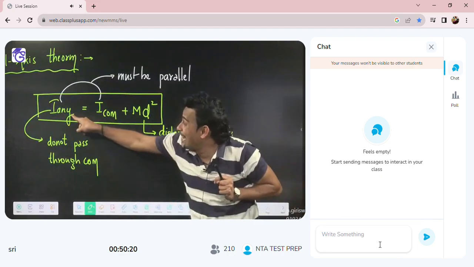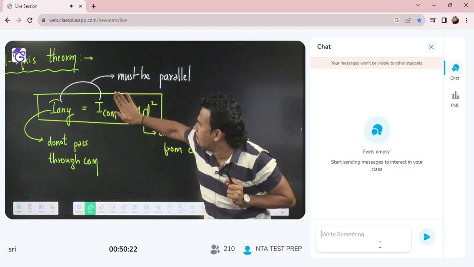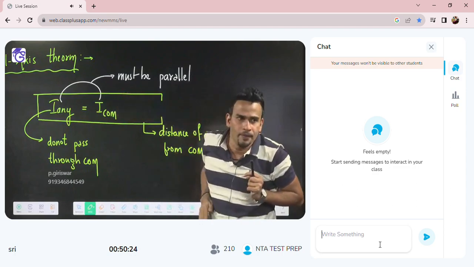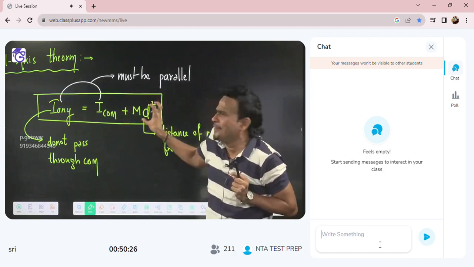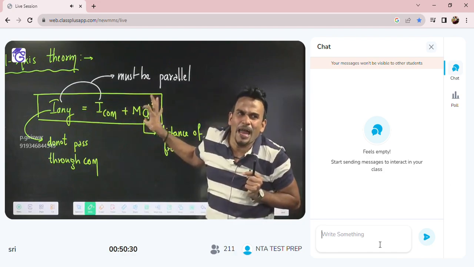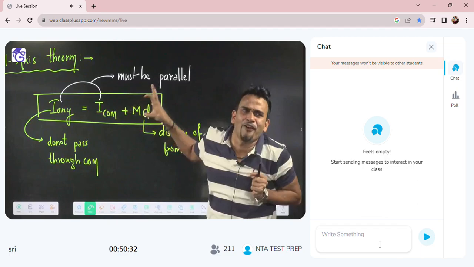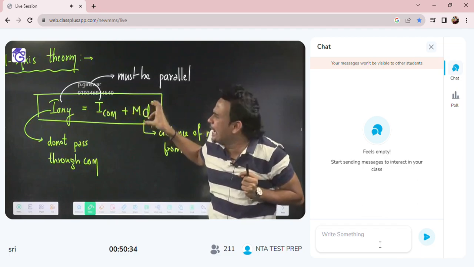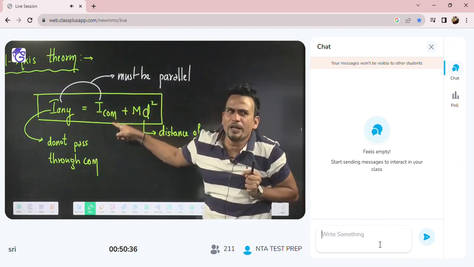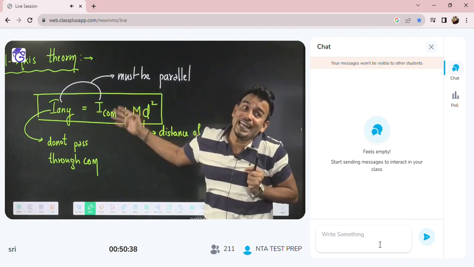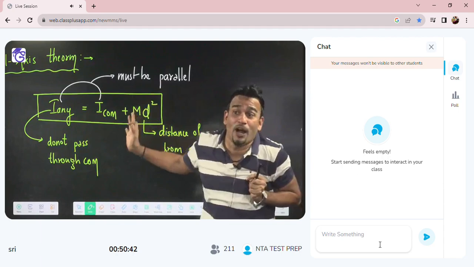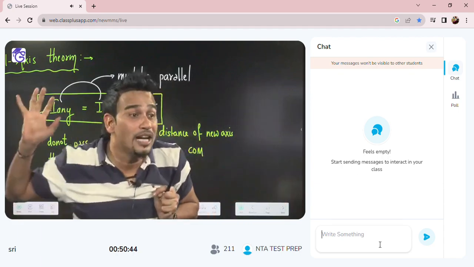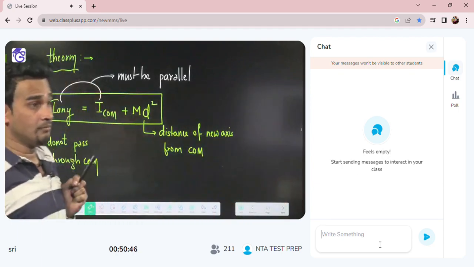For center of mass, moment of inertia is ICM. For any other axis, what is moment of inertia? ICM plus Md square. Extra Md square you have to add for any other axis. That means about center, moment of inertia will be minimum. For any other axis, moment of inertia will increase. Are you getting this point?